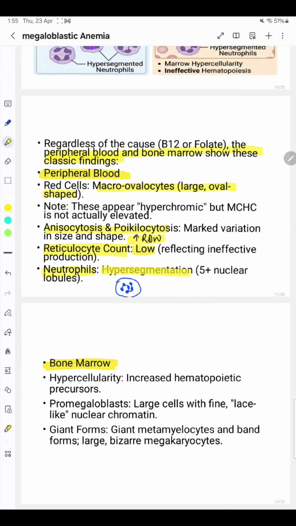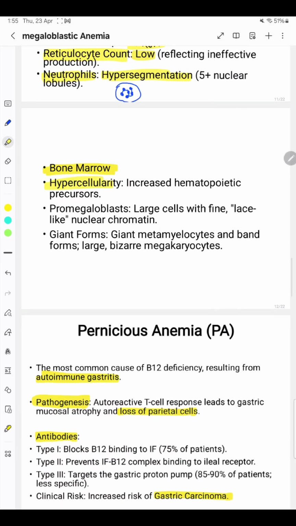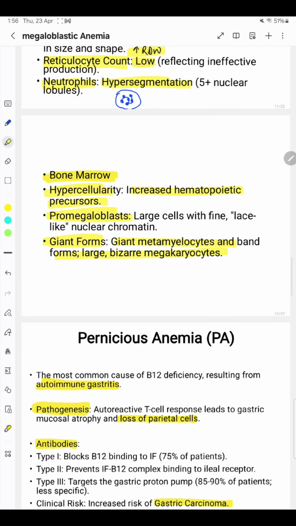Neutrophils show hypersegmentation, more than 5 nuclear lobes. Bone marrow is hypercellular due to increased hematopoietic precursors. There are promegaloblasts, large RBC precursors with fine lace-like nuclear chromatin, and there are giant forms, giant metamyelocytes, band forms, and some large and bizarre megakaryocytes are also seen.